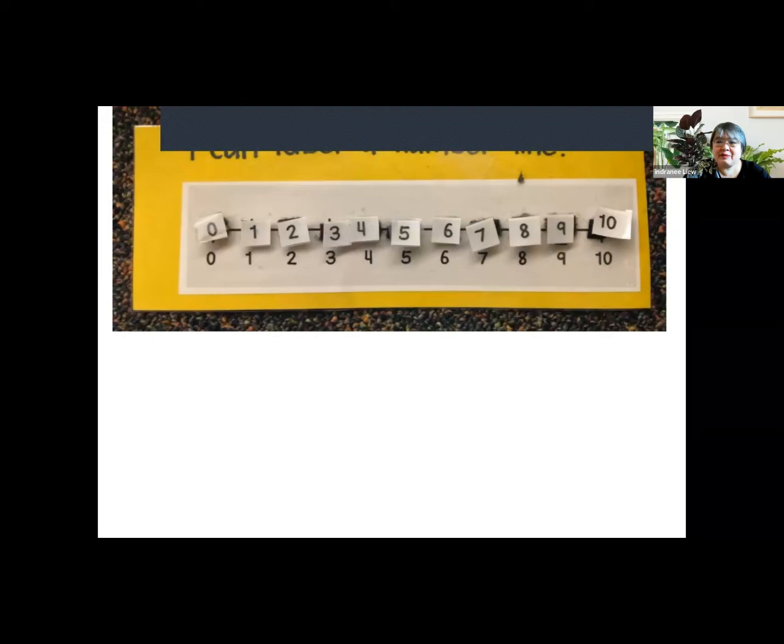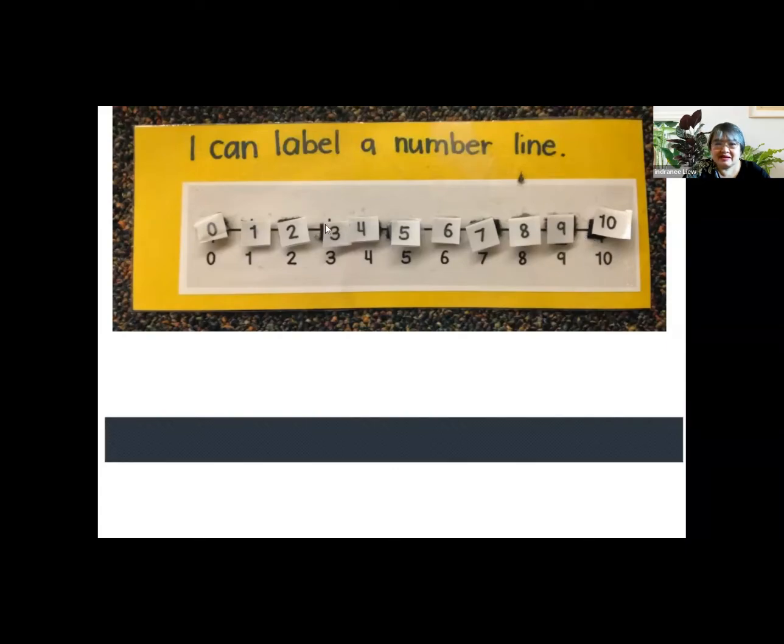I can label a number line, 1, 2, 3, 4, 5. Underneath is actually black Velcro. So the children are following 0 to 10. Then you can ask them to number the number line. You just put 0 at one end and 10 at the other end, and they'll put in the middle. Then after that, just a line, empty. Then you will know whether the children know their number line or not.